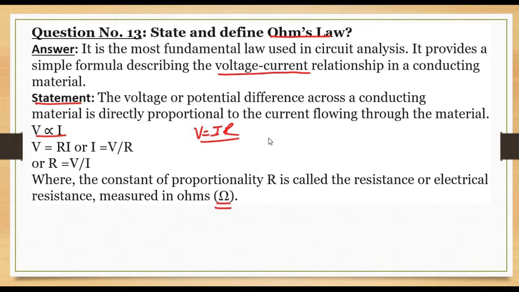Many times, whenever a question is asked to define Ohm's law, many students generally answer by simply saying V is equal to IR, and this disappoints the examiner. What he expects is that you should give the statement of Ohm's law first, and after that you can give the equation that V is equal to IR.